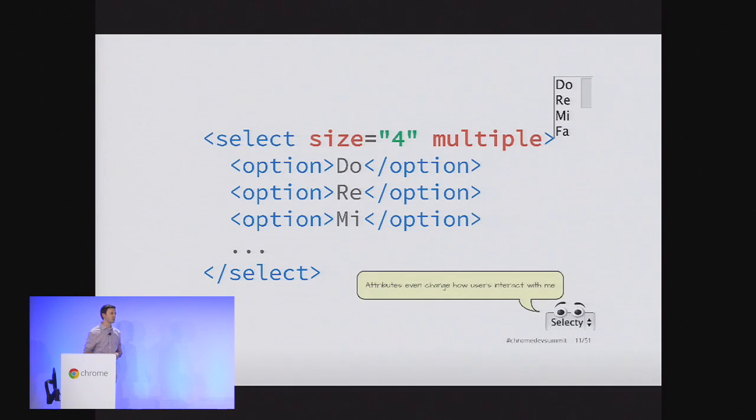And you can move attributes to the select element itself. So I can say size equals 4, and I can put the multiple attribute on this element, and it completely changes the way this element behaves. Now the users can select multiple items, right? And we no longer have a drop-down. We have this sort of multi-select widget, which is really cool. Again, just by changing some attributes on this element, it knows what to do with that.